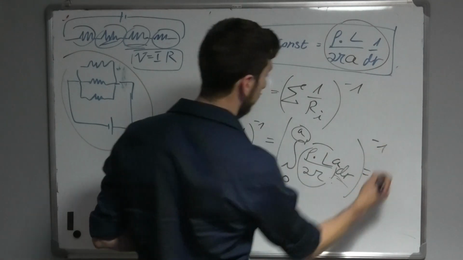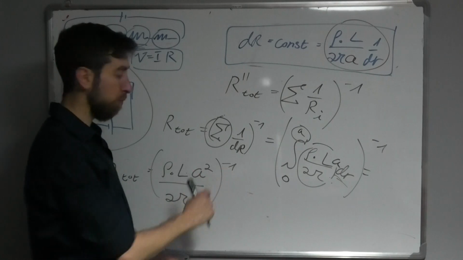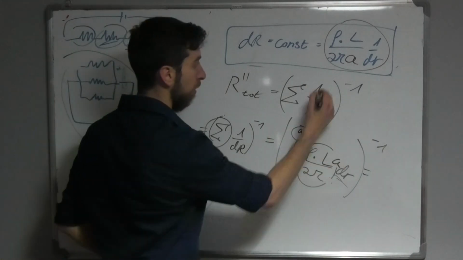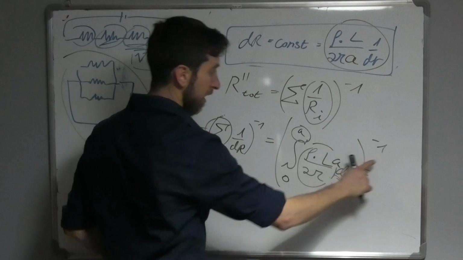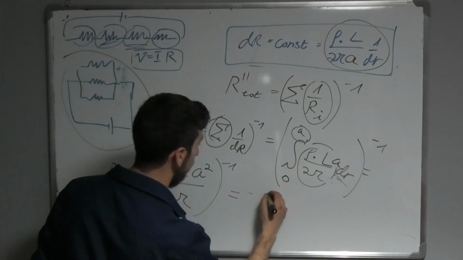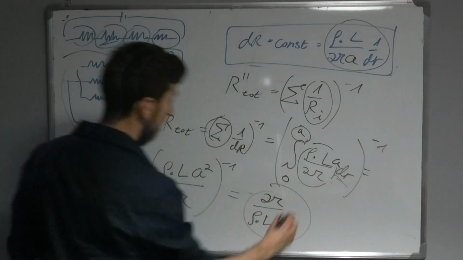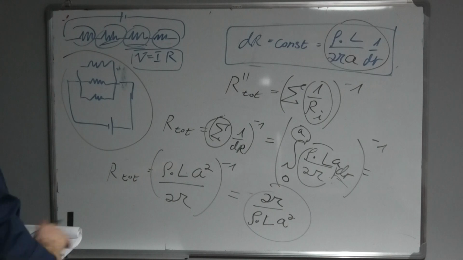Yes, in the end it's minus one. And I need to flip it around, right? Because of the minus one. Here I put the opposite because it's 1 over, and right now I need to do minus 1, which is 2 pi rho 0 L A squared. Perfect. This is the resistance.